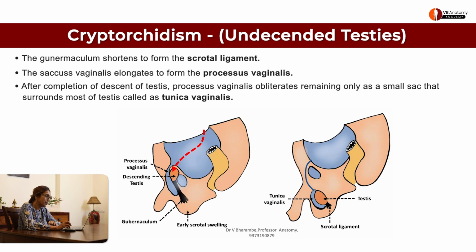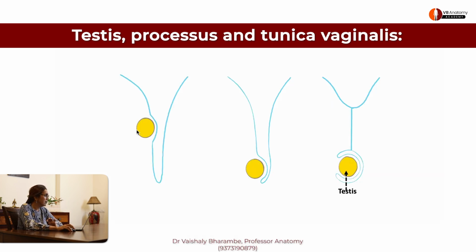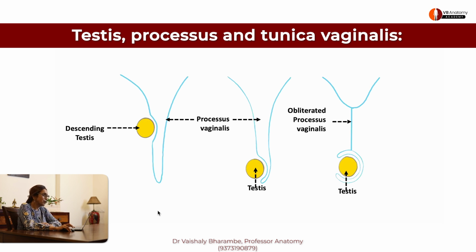Take a look at it again. The processus vaginalis will obliterate, leaving behind a little sac that surrounds the testes anteriorly, and this sac is called the tunica vaginalis. Okay, so now you have the testes here. This is just a revision. Anteriorly, the processus vaginalis is leading the way. Once the testes reach the floor of the scrotum, the processus vaginalis gets obliterated, leaving behind a little sac which covers the testis incompletely, called the tunica vaginalis.